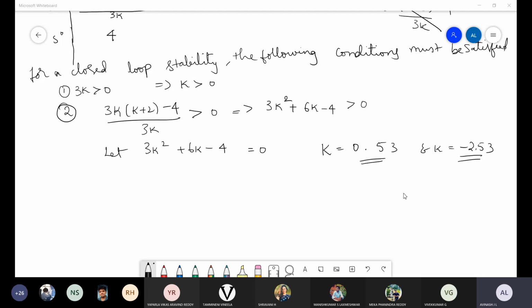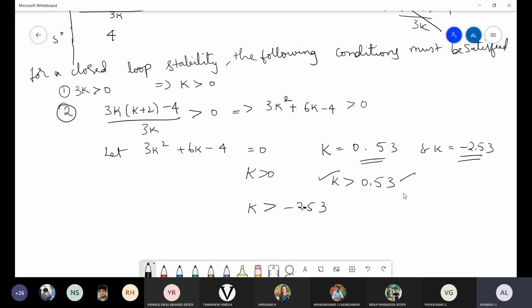Okay, so now we have found k. When we talk about these two values, k equal to 0.53 and k equal to −2.53, we understand that k must be greater than 0. If you consider k greater than 0.53, it holds good, because 0.53 is already greater than 0. The next value, k must be greater than −2.53.